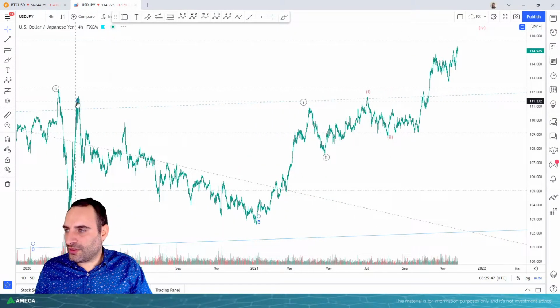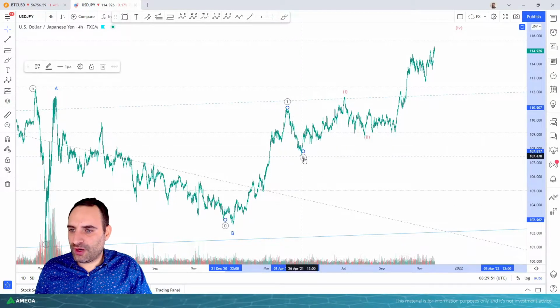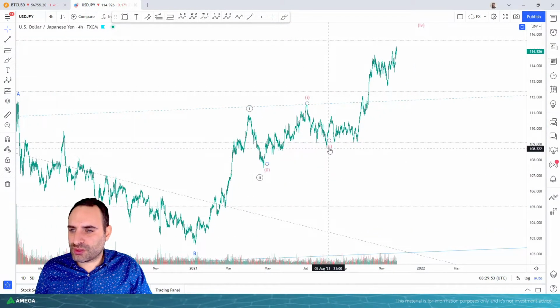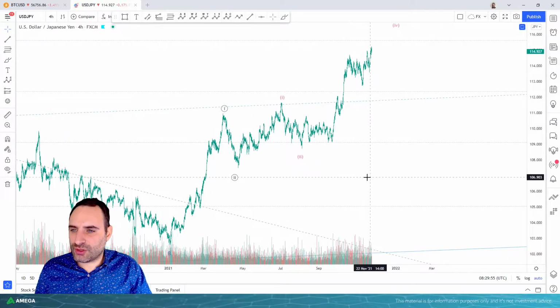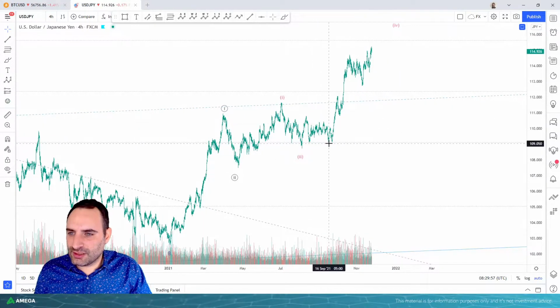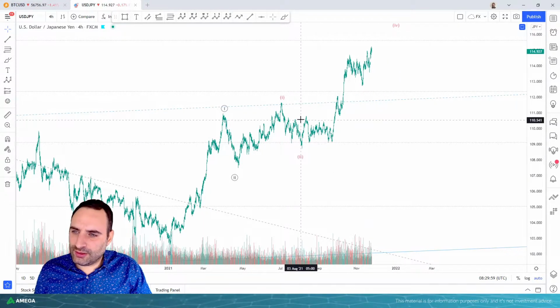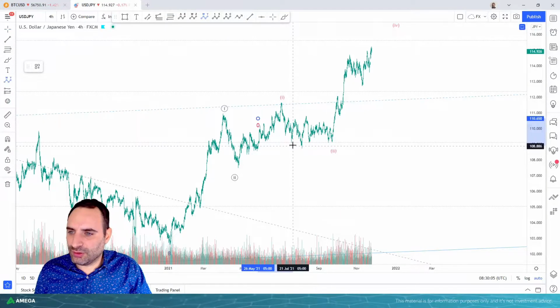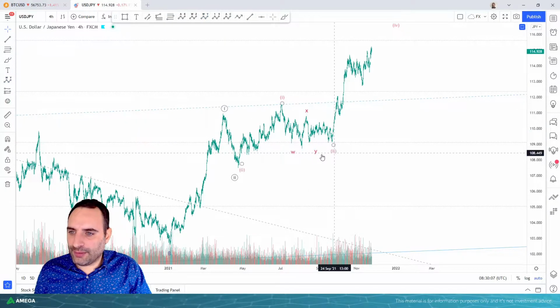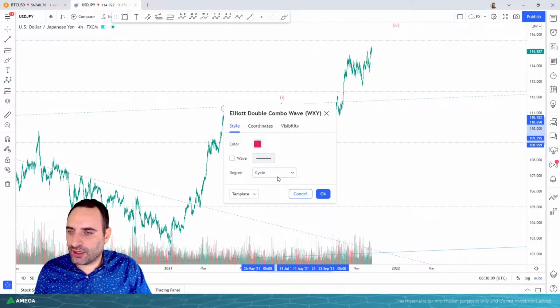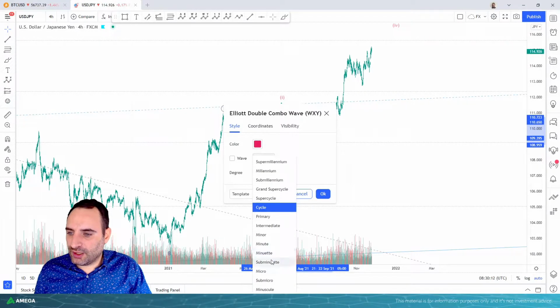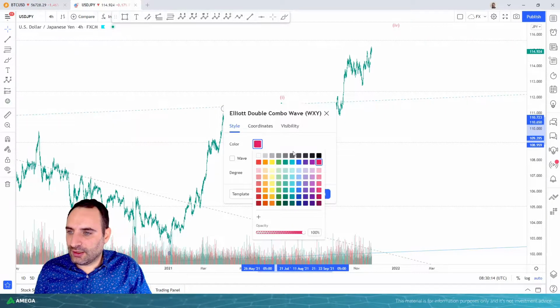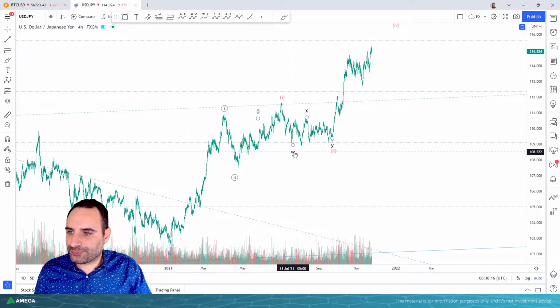Okay, so with this wave A and B done down here, this is my wave 1 and my wave 2, and this is where we start a new structure to the upside. Okay, hold on. Okay, maybe actually my 2 is probably here, and this is a W, X, and Y, which brings us to a complex move initially, and then a correction.